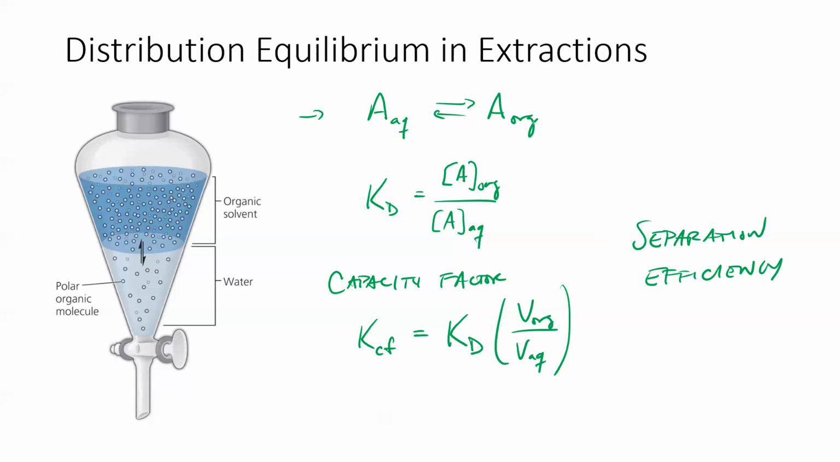If we're going into the organic phase, but our volume of organic solvent is very small, are we going to be able to push a lot into the organic phase? Not at all, right? If the volume of our organic phase is 10 times that of our aqueous phase, we're going to be able to push a whole heck of a lot of stuff into the organic, right? And so this capacity factor tells us something about how efficient our separation will be.